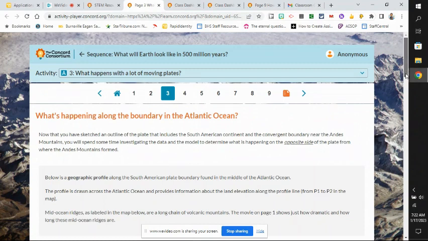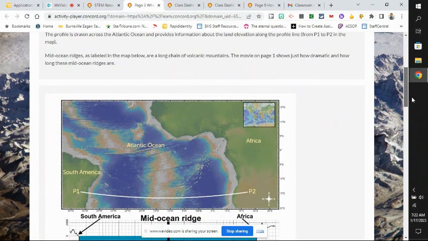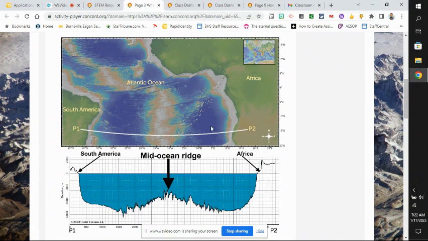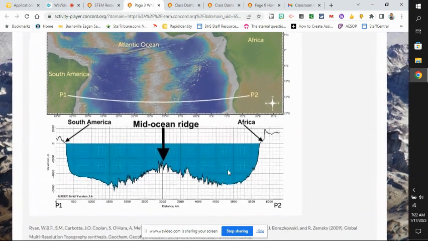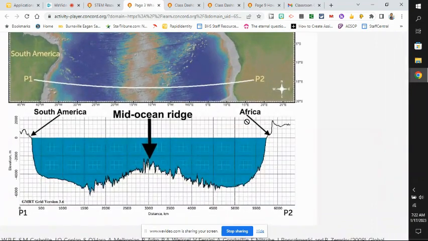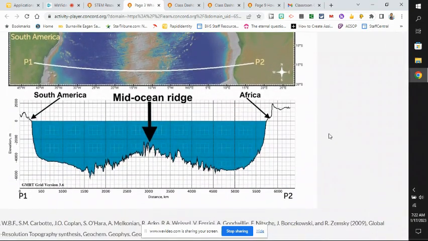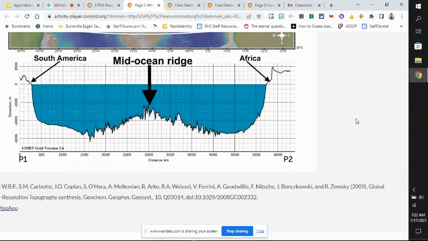So what's happening in the Atlantic Ocean? We're going to take a look at a geologic profile of this, and what's forming is the mid-ocean ridge. If we take a look from P1 to P2, we have a graph. Let's zoom in for you. The mid-ocean ridge is here, South America, Africa, and you can see a distance grid. From P1 all the way to P2 is about 6,000 kilometers.